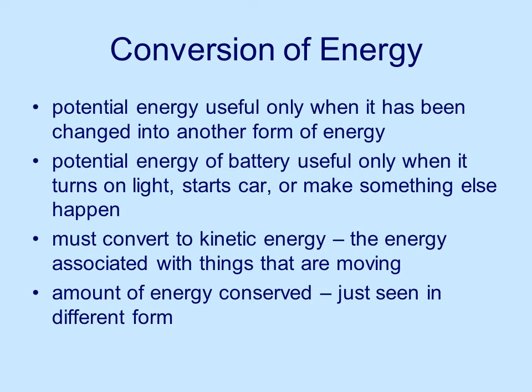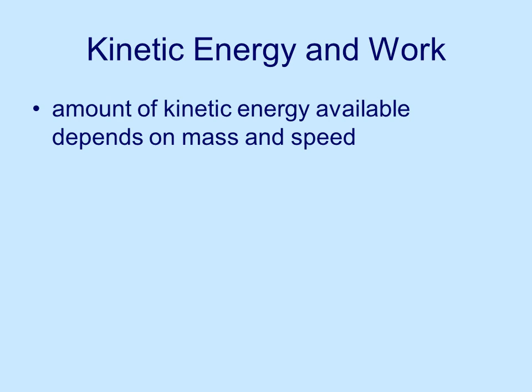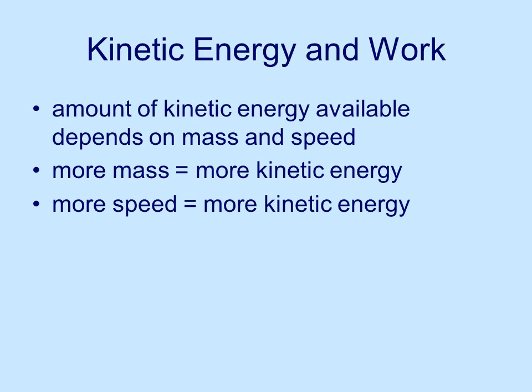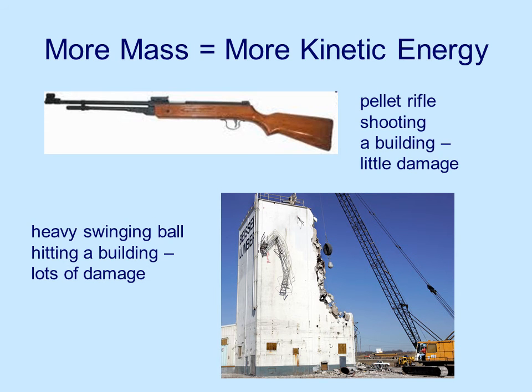The amount of energy is conserved. The amount of potential energy equals the amount of kinetic energy. It's just in a different form. But we don't create new energy, we don't destroy energy, we just change it from one form to another. The amount of kinetic energy available depends on the mass and the speed of the thing doing the work. More mass equals more kinetic energy. The heavier something is, if it's moving, it has more kinetic energy. And if it's moving faster, it has more kinetic energy than something that's moving slower.